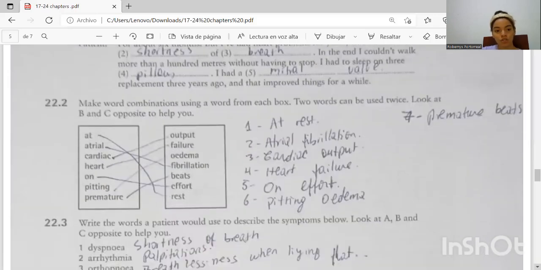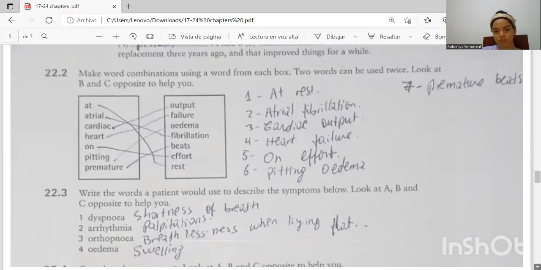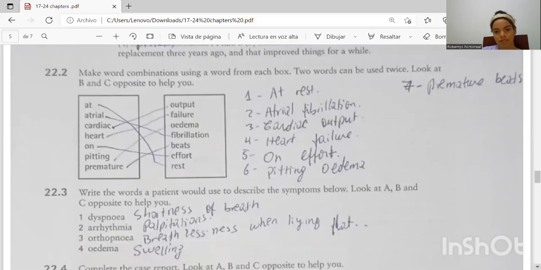Exercise 22.2. Make word combinations using words from each box. Two words can be used twice. Look at B and C opposite to help you. Number one, cardiac arrest. Number two, atrial fibrillation. Number three, cardiac output. Four, heart failure. Five, and six, and seven, premature death.